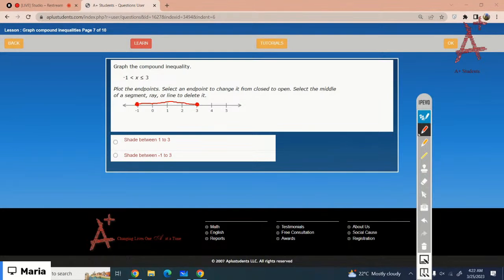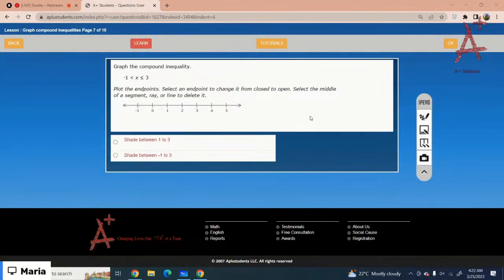Okay, you can complete the test by yourself later today. Let me just move on to the next lesson. The next lesson is solve compound inequalities.